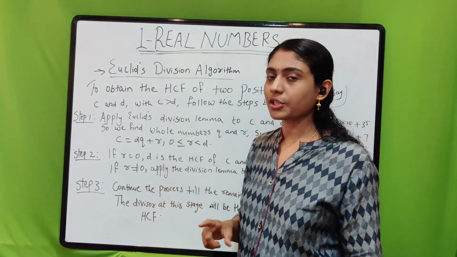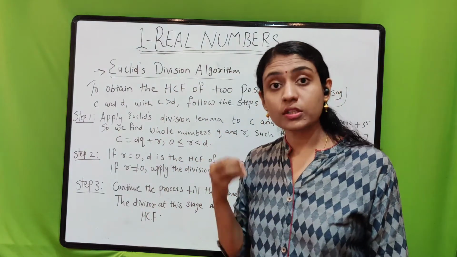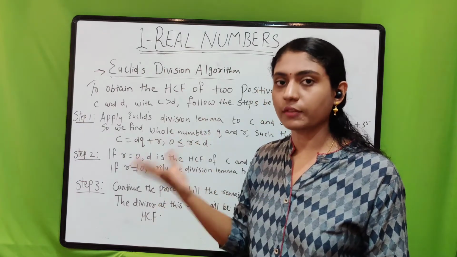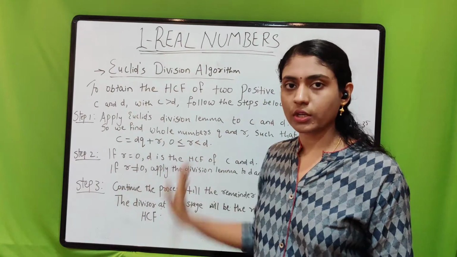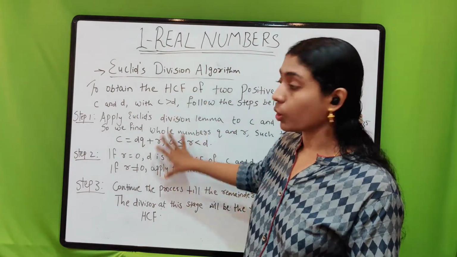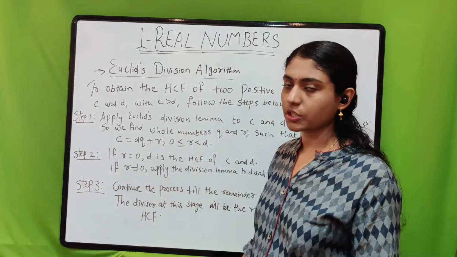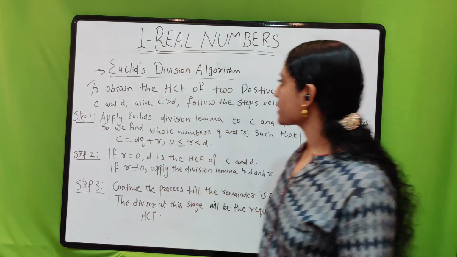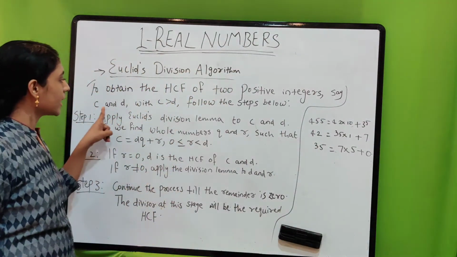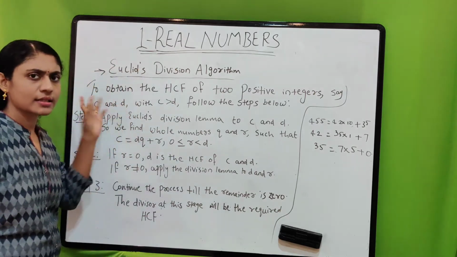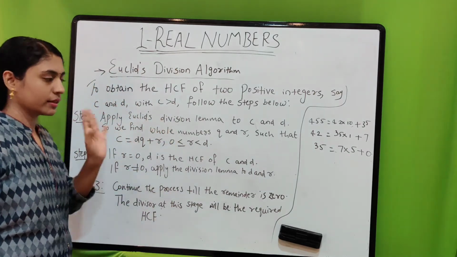In the examination, the question may be like this: what is Euclid's division algorithm? Define the steps and using Euclid's division algorithm find the HCF of so and so. So in the examination they may ask what are the steps required in Euclid's division algorithm. So please write this in your notebook. To obtain the HCF of two positive integers, say C and D instead of A and B, in our textbook they have written C and D. C and D or A and B or P and Q, anything, okay?